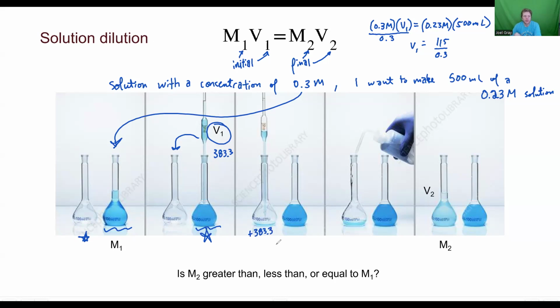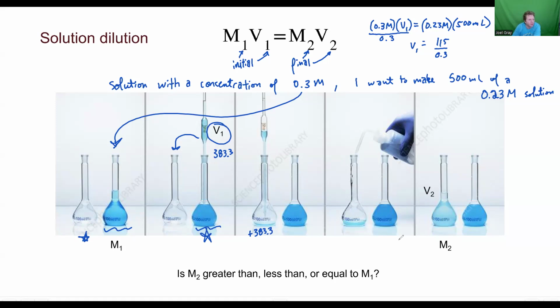Okay. Now, what would we then need to do? Here's the thing. We want our new solution to have a final volume of 500 milliliters. So how would we get 383 milliliters up to 500 milliliters? What do you add to a solution to dilute it? What do you add to super strong Kool-Aid to make it not so super strong? Water. Absolutely, Ryan. So we are going to add water.